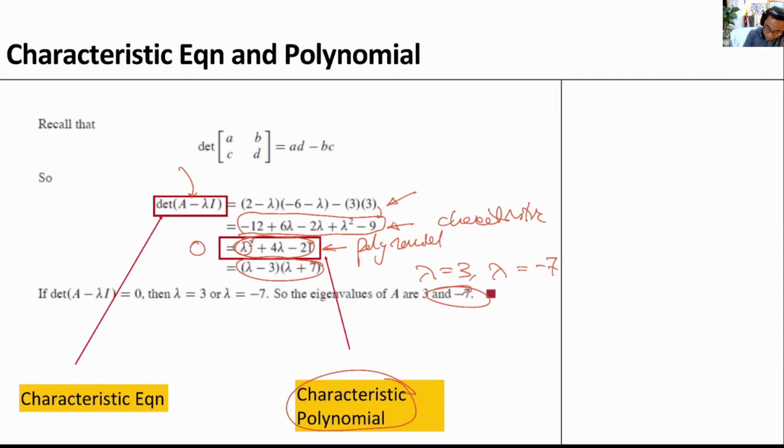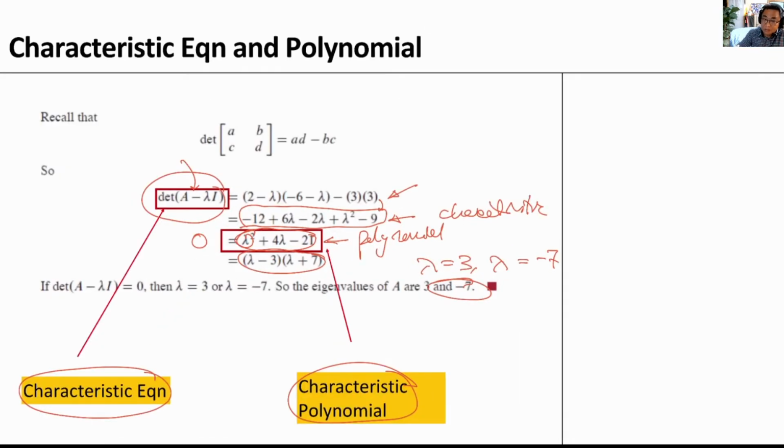This equation also has a name. It's called the characteristic equation. It's the determinant of A minus lambda I equals 0. Alright, with that, this is the first step. We show how we use the characteristic equation to solve for the eigenvalue.